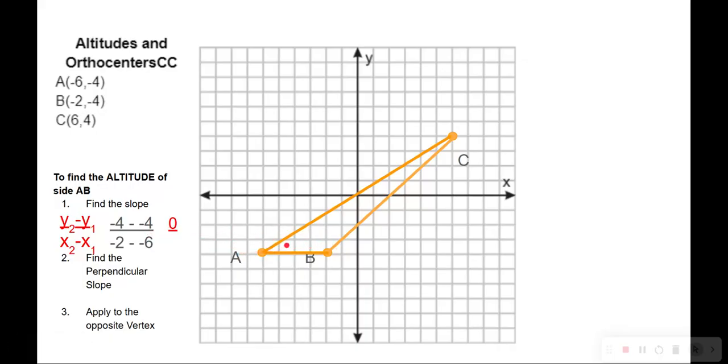That's a 0 slope. And the perpendicular slope is going to be undefined, because that's the opposite reciprocal of 0 over 4, which is 4 over 0, and you can't divide by 0. So now I'm going to apply this perpendicular slope, undefined, the up and down line, to the vertex that is opposite side AB. So right here, I'm going to apply my undefined slope. Okay, so that is my altitude, and I kept it going.